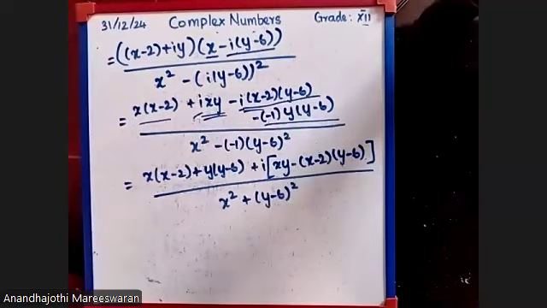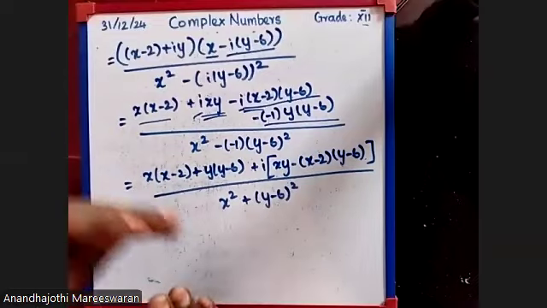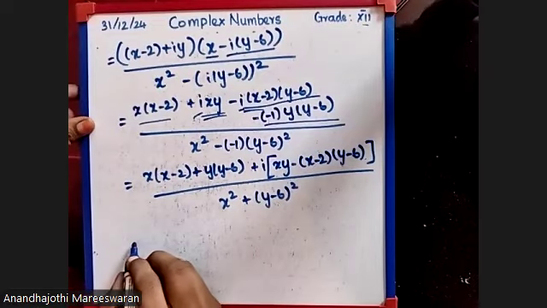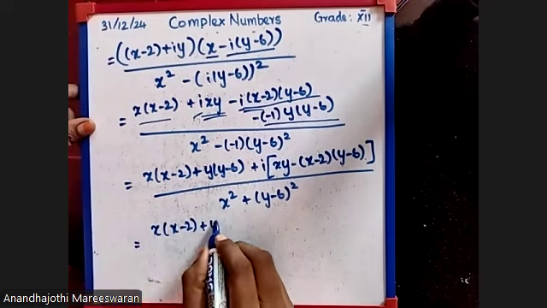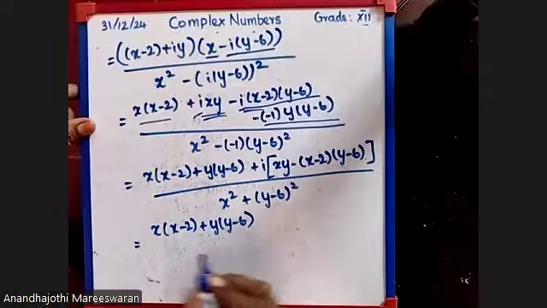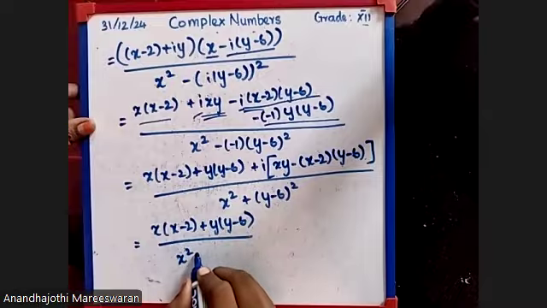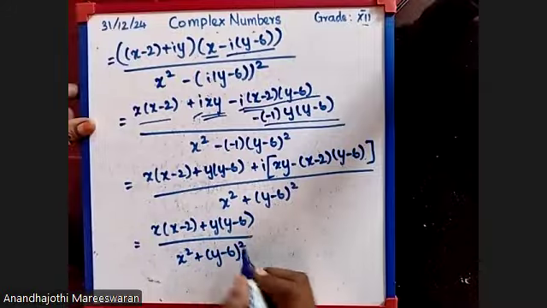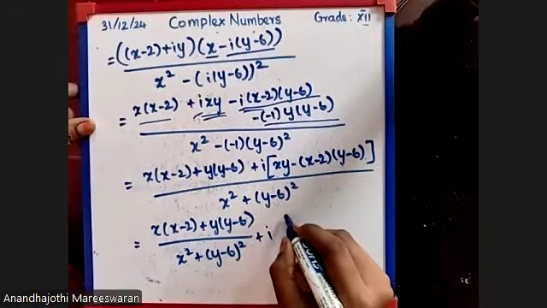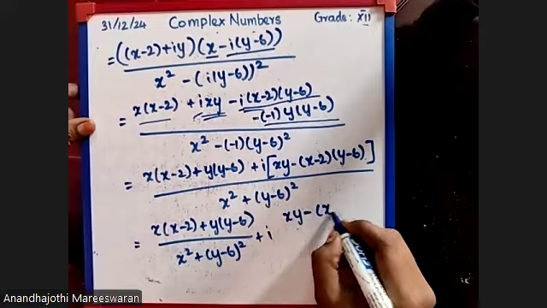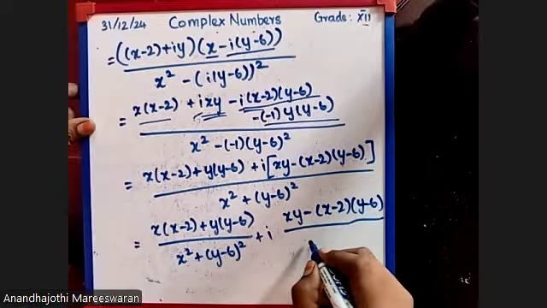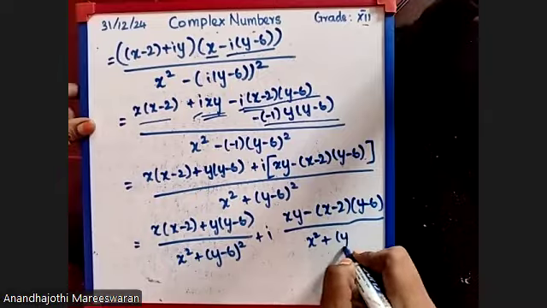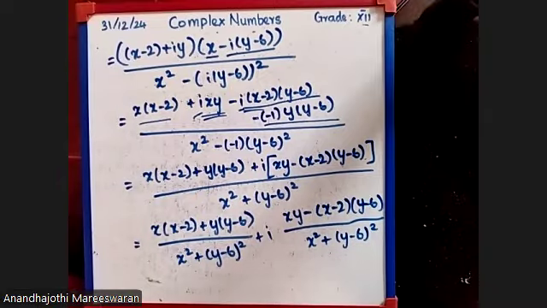As we did in a previous sum, we are going to separate the real and the imaginary part. So x multiplied by (x minus 2) plus y multiplied by (y minus 6), divided by (x squared plus (y minus 6) the whole square), plus i times (xy minus (x minus 2) multiplied by (y minus 6)) divided by (x squared plus (y minus 6) the whole square). This is the first part of the sum.